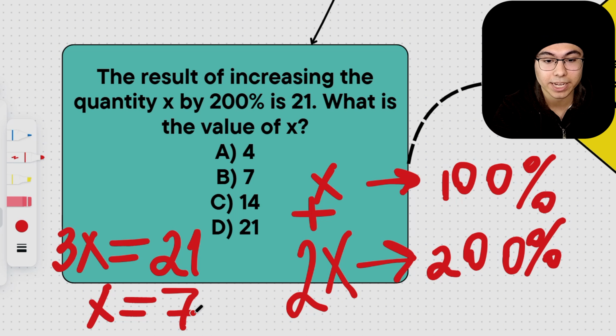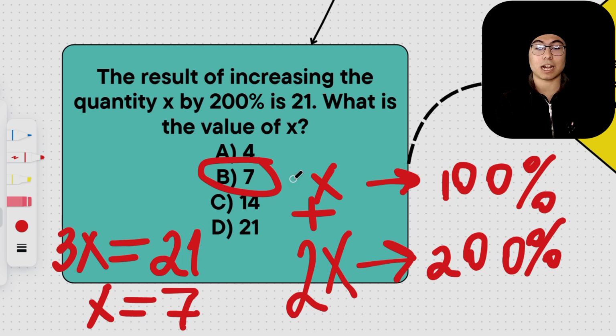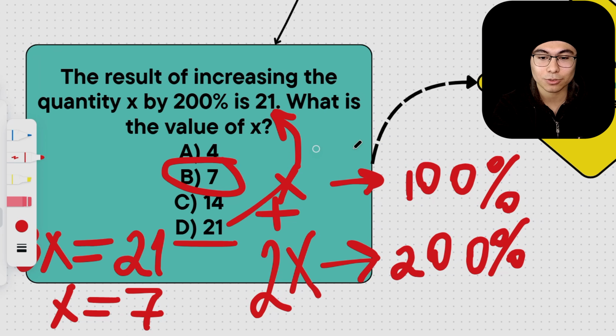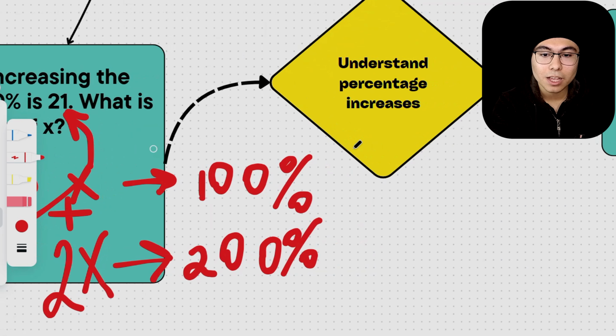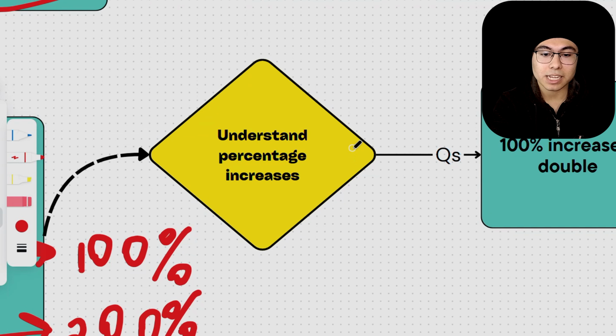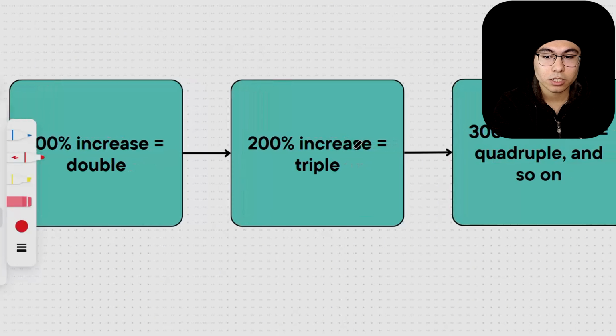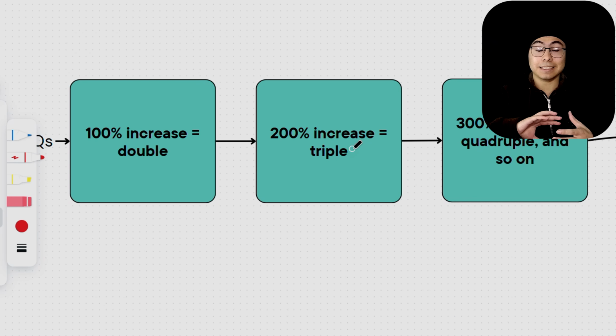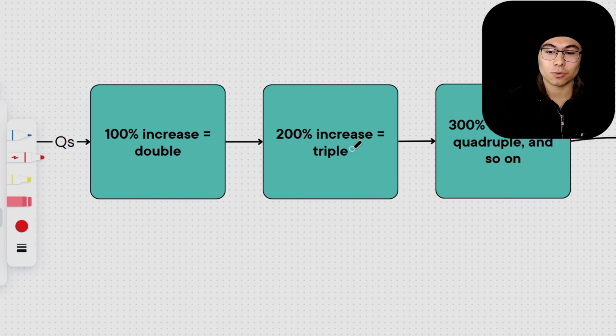So here we found the right answer. The best choice is B, 7. And here's a trap: D is a trap because they are using the same number, as you can see here. So make sure that you're not rushing. The main strategy here is understanding percentage increases. Here are 3 examples of them. A 100% increase is doubling the original number, a 200% increase is tripling the original number, and a 300% increase is quadrupling, and so on and so forth.